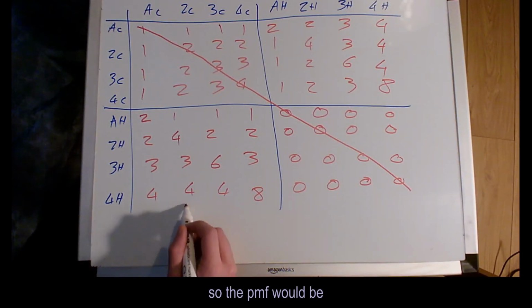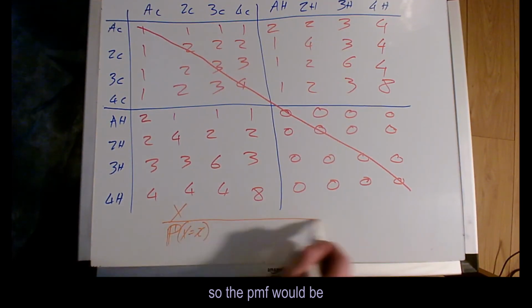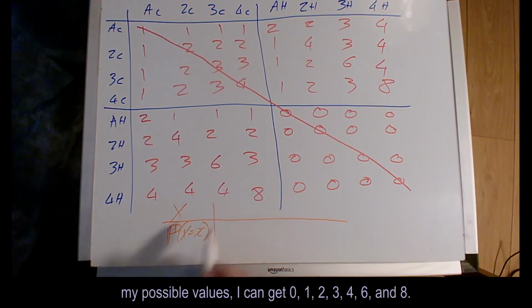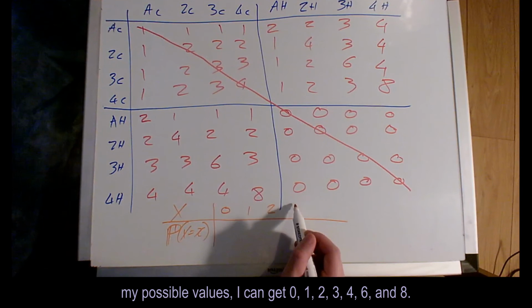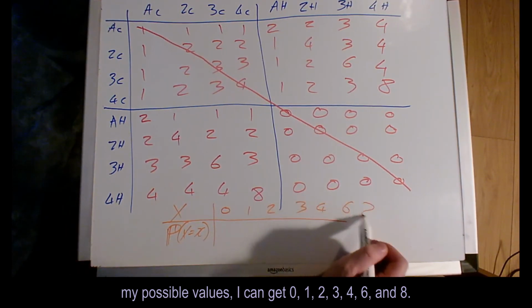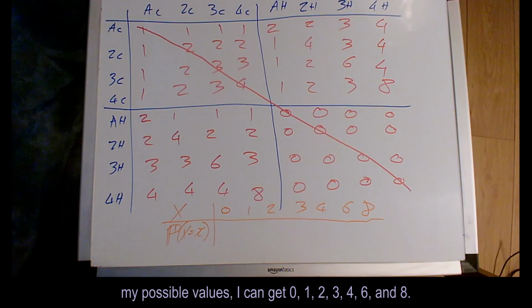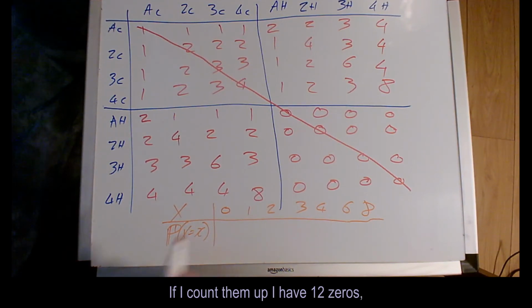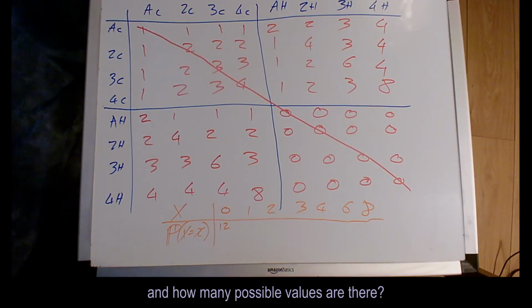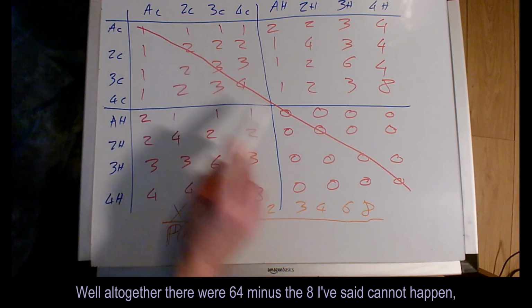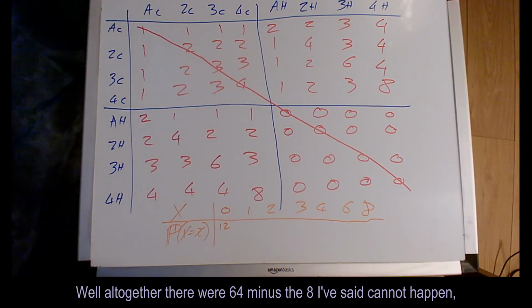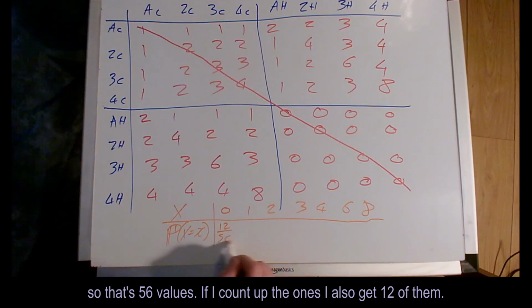So the PMF would be my possible values. I can get 0, 1, 2, 3, 4, 6, and 8. How many zeros do I have? If I count them up, I have 12 zeros. And how many possible values are there? Well, altogether there were 64 minus the 8 I've said cannot happen. So that's 56 values. If I count up the ones, I also get 12 of them.